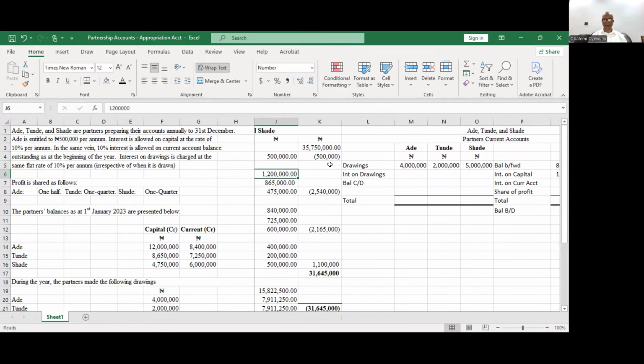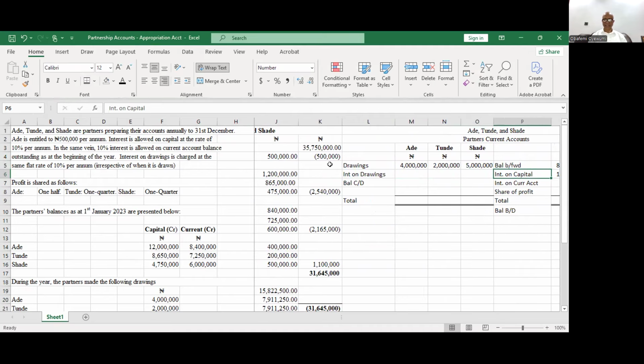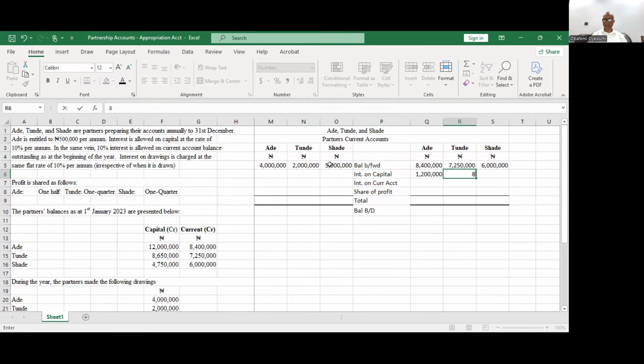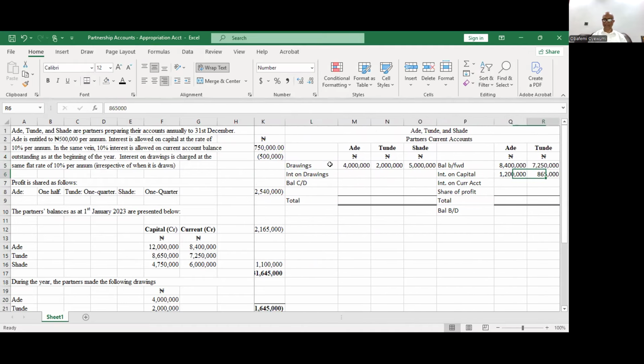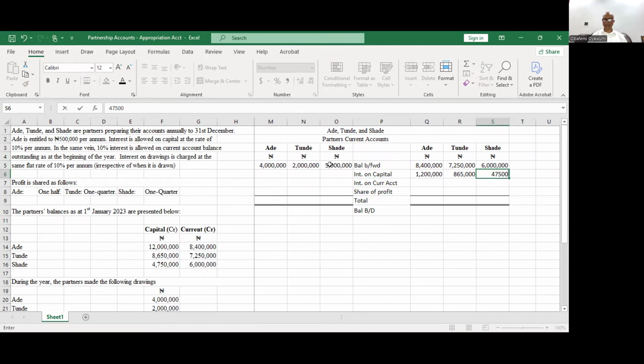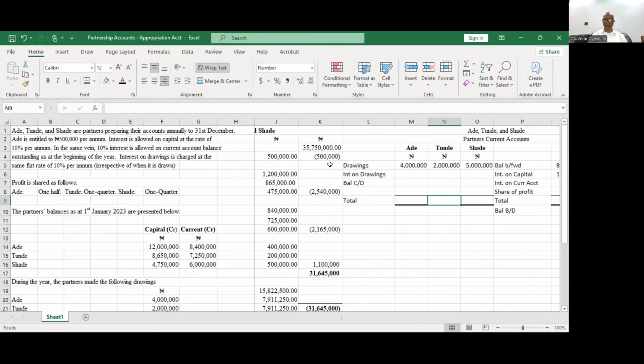Okay, how much for the other man? Tunde 865, 865. Okay, and then Shade 475, 475. So now that's the interest on current account. Interest on current account. Okay, interest on current account.